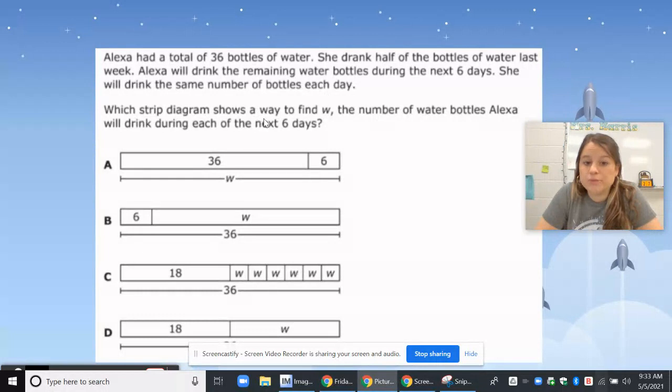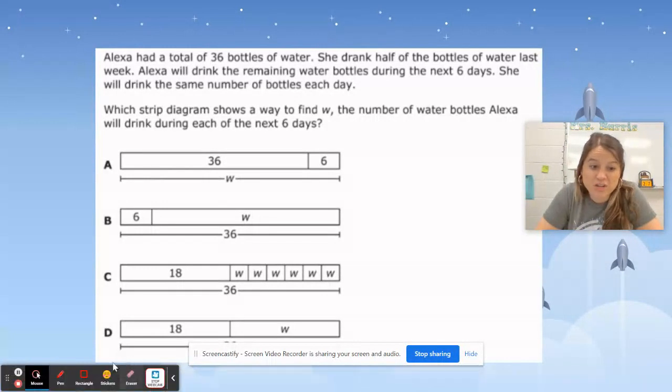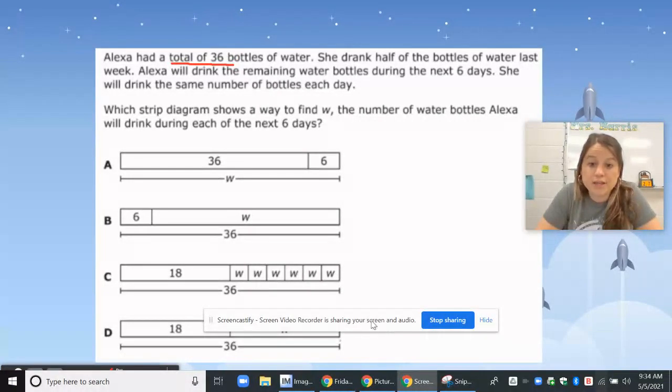Which strip diagram shows a way to find W, the number of water bottles Alexa will drink each of the next 6 days? Okay, we already know the total, right? We know the total amount of water bottles because it tells us right here in the problem. Total of 36. So we need to find a strip diagram that is showing me a total of 36.